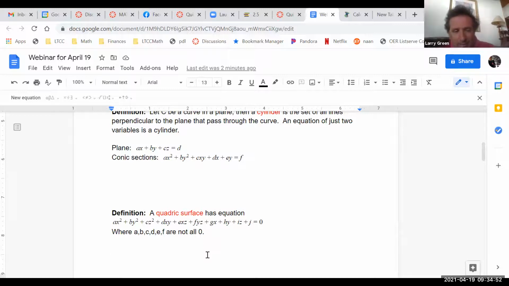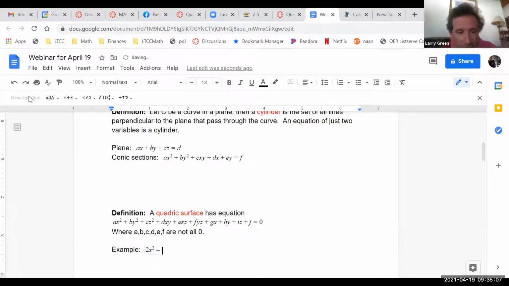Very easy to come up with examples. Just throw one in. How about 2x squared minus 3z squared plus xz minus yz plus x minus z plus 1 equals 0. Do you agree that's a quadric surface?